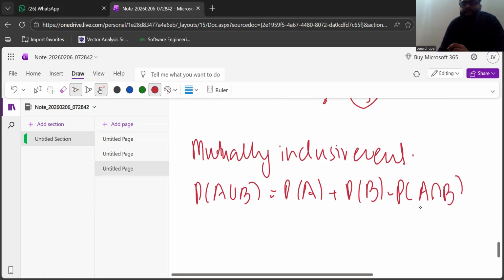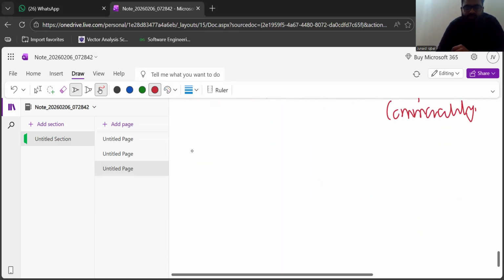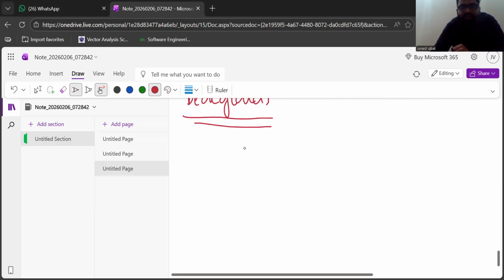Intersection. A intersection B is the commonality between both the events. So let's say you have a deck of cards. First of all, let me explain it very briefly. A deck of cards has 52 cards.